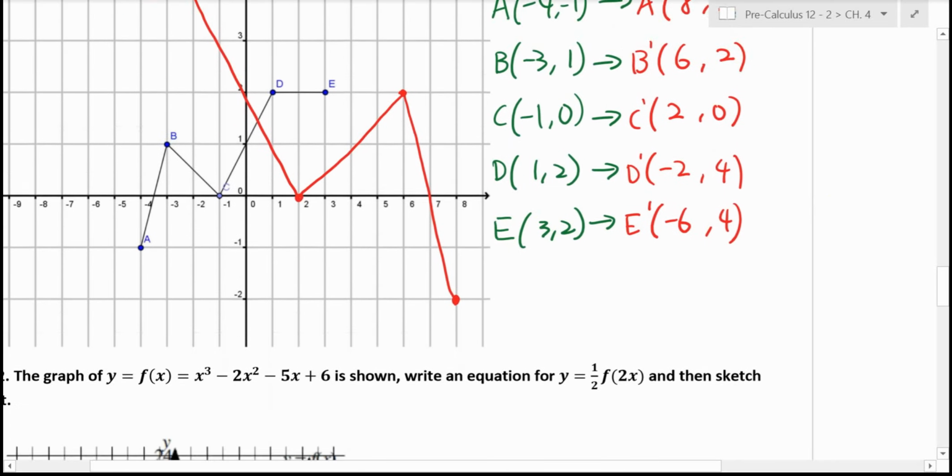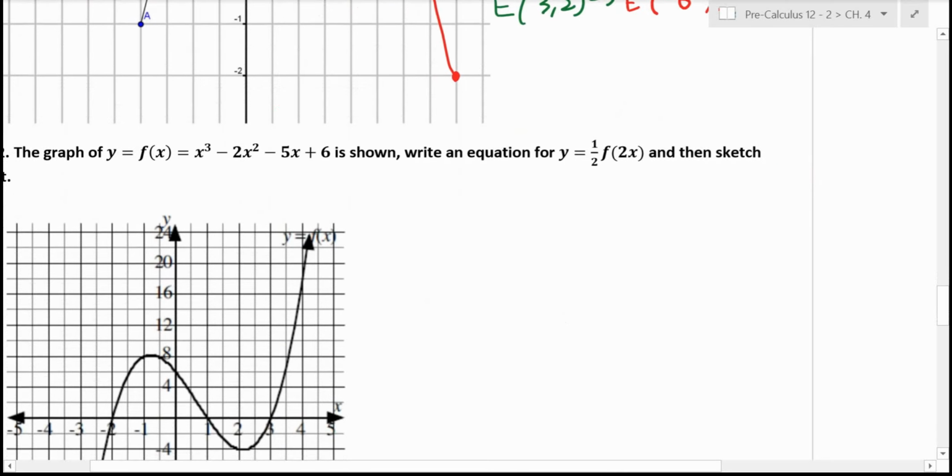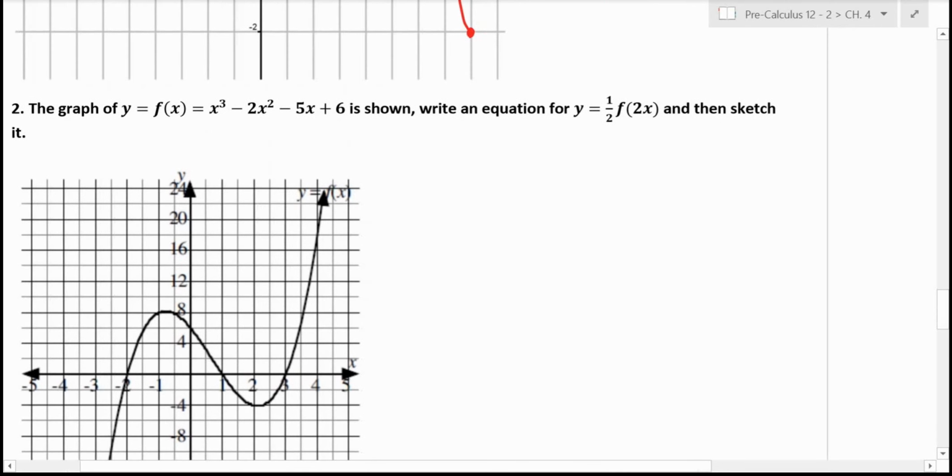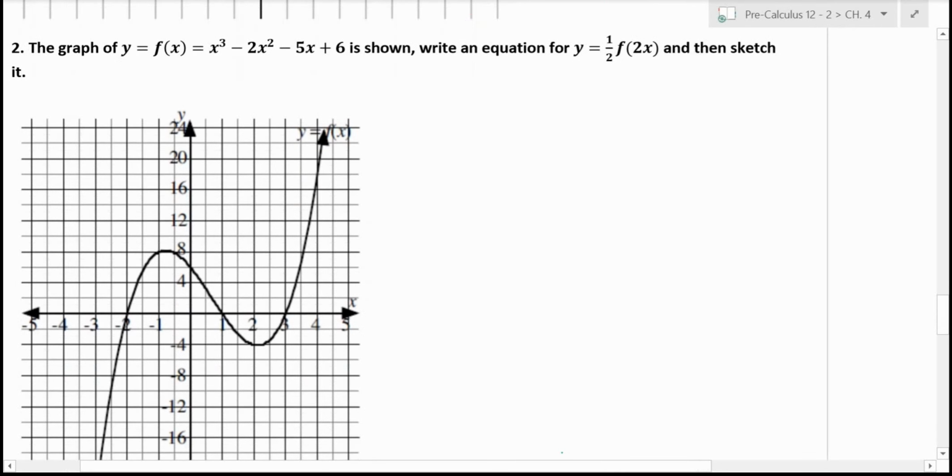Okay, not too bad for you. We'll move on and continue with this example right here. It says the graph of y equals f of x, which is equal to x cubed minus 2x squared minus 5x plus 6, is shown. So here's the graph of f of x. We want to write an equation for y equals 1/2 f of 2x, and then sketch it. Okay, so I'll do this first.